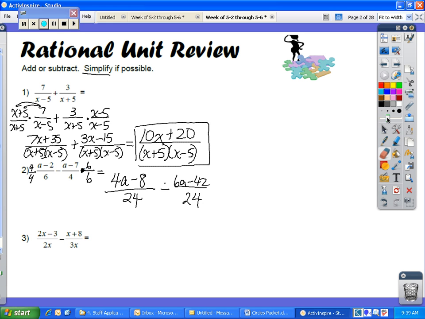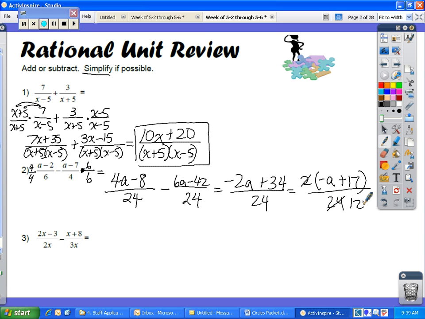And now I'm going to combine like terms, and I will get that 4a minus 6a is negative 2a. Negative 8 minus negative 42 is actually negative 8 plus 42. So that will be negative 2a plus 34 over my common denominator of 24. Now if you notice, all of these things are divisible by 2. So if I factor out a 2 from the top, I'll be left with negative a plus 17 over 24. And now I can simplify the 2 and the 24 to 1 and 12. And my final answer is just negative a plus 17 over 12.